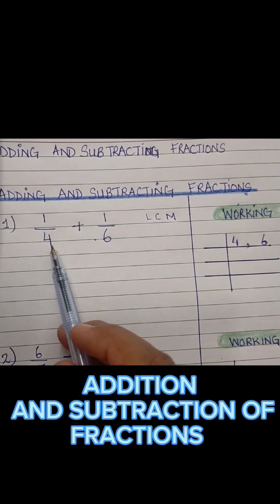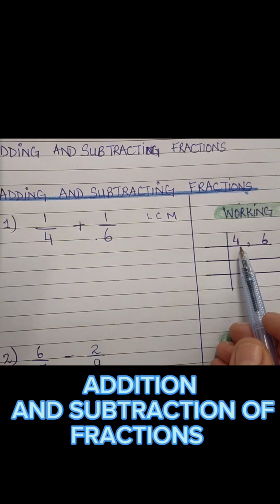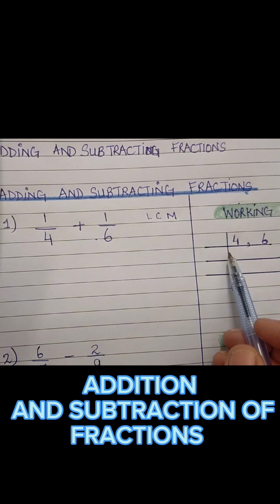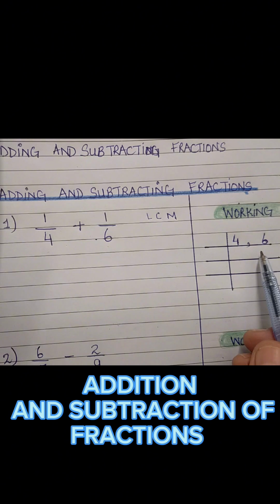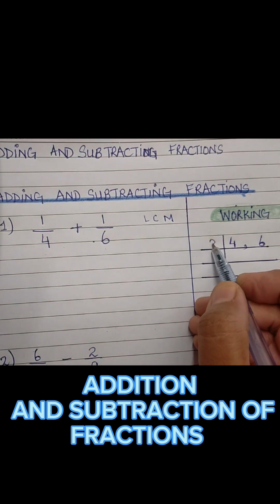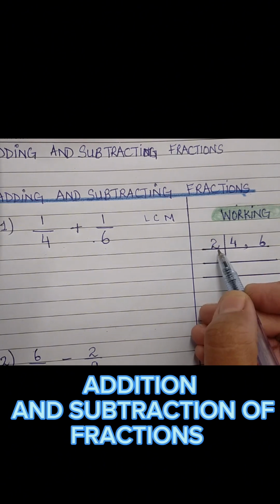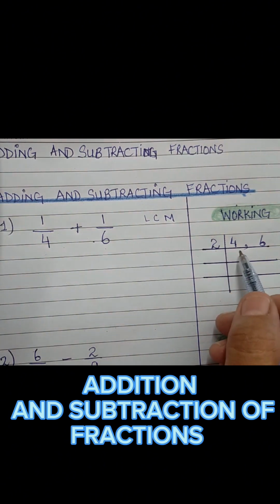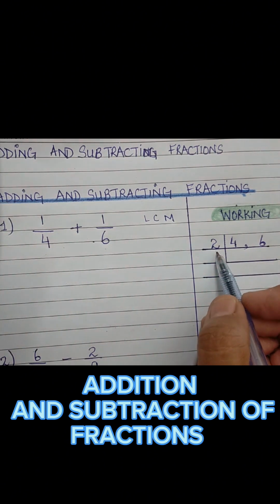What are the two figures? 4 and 6. 4 and 6 are your denominators, which I'm going to put into my ladder. And now I'm going to think of the table where I will find 4 and 6. Children, may I know in which table you see the two figures 4 and 6? Yes, it's the 2 times table. So I'm going to put my 2 over here, because I have 4 and I have 6 in my 2 times table.